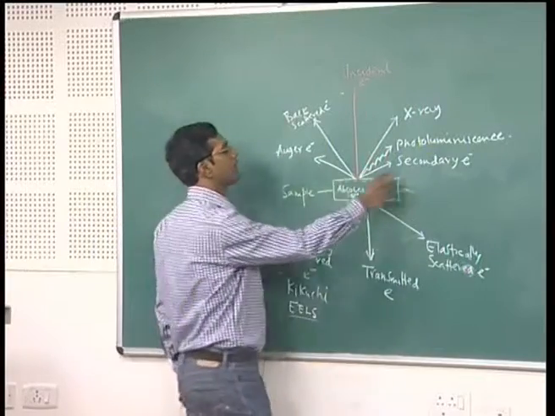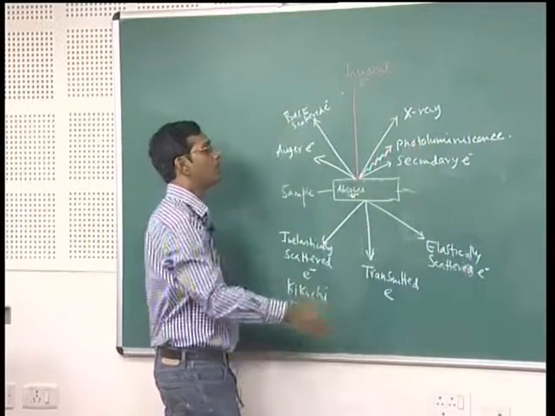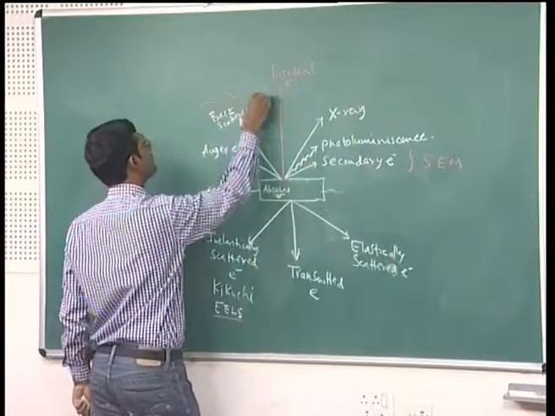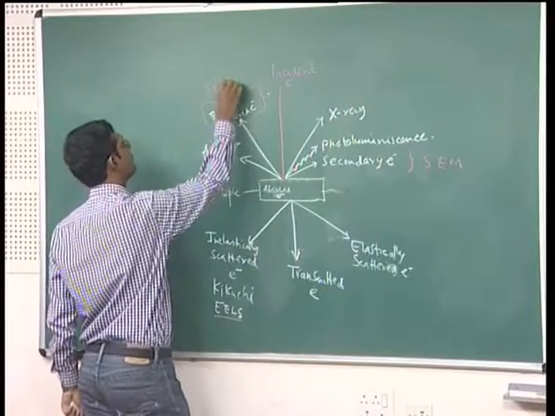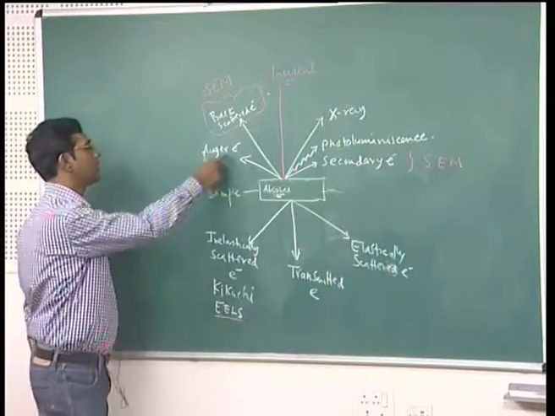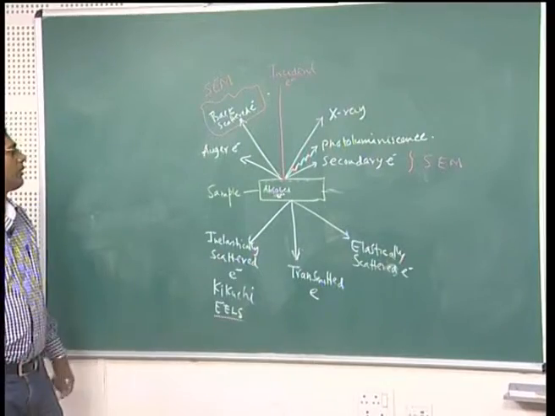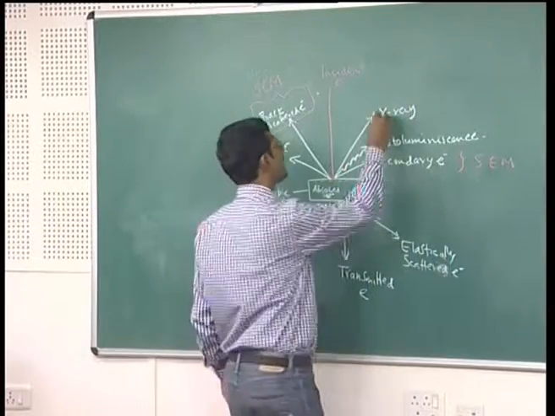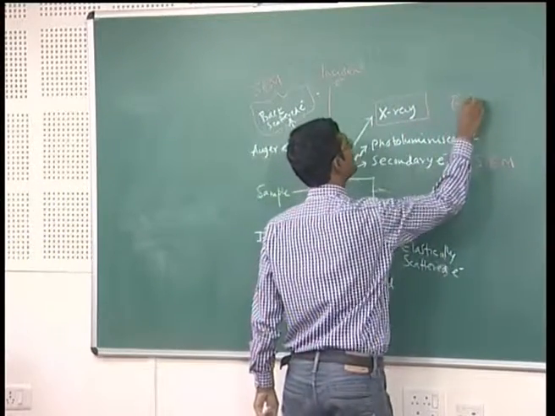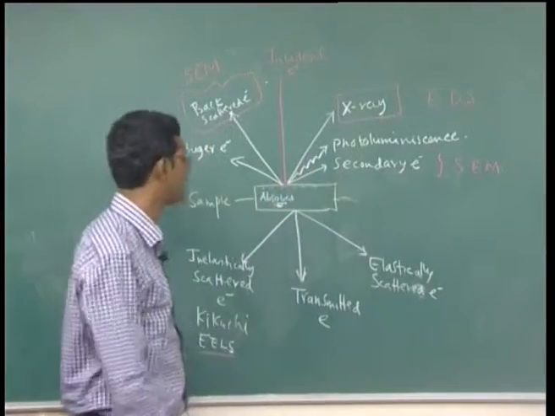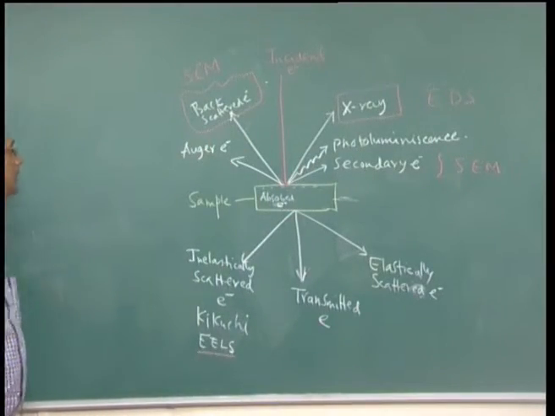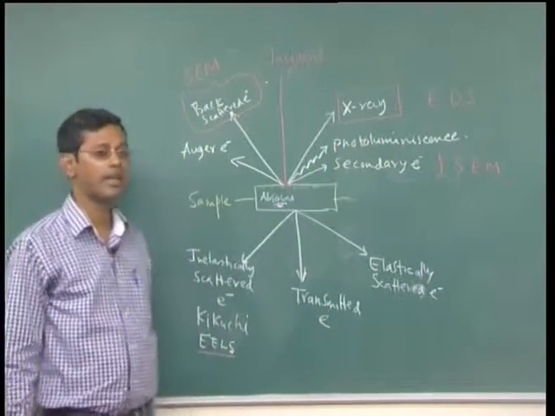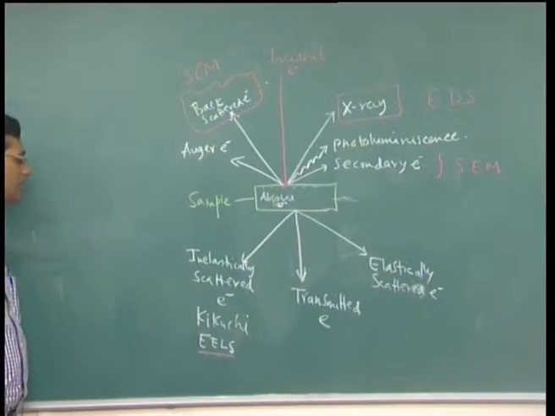The electrons described as secondary electrons and backscattered electrons are used in SEM for imaging. Auger electrons are used in Auger spectroscopy for getting composition and even to know the state of the electrons. X-rays, as I said, can be used for energy dispersive spectroscopy or EDS analysis both in SEM and in the TEM. And as I said, photoluminescence can also be used for analyzing the photoluminescence characteristics of different kinds of semiconductor materials.